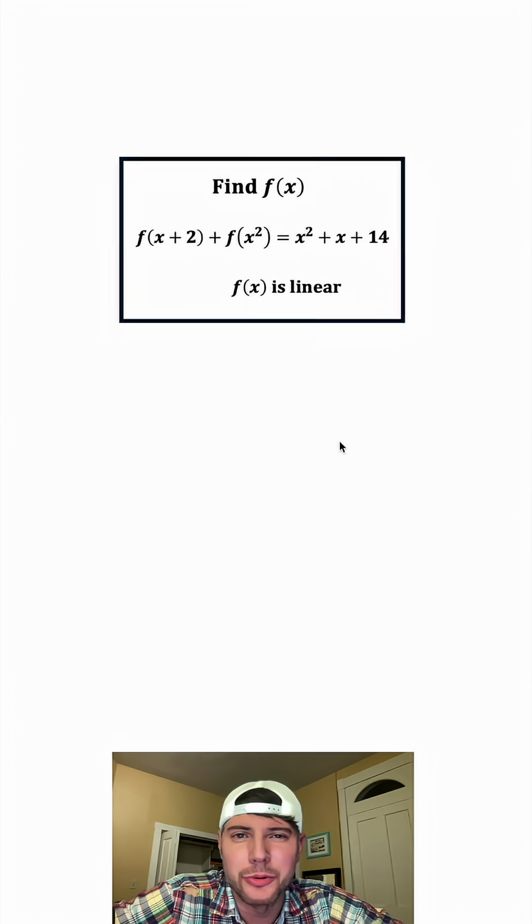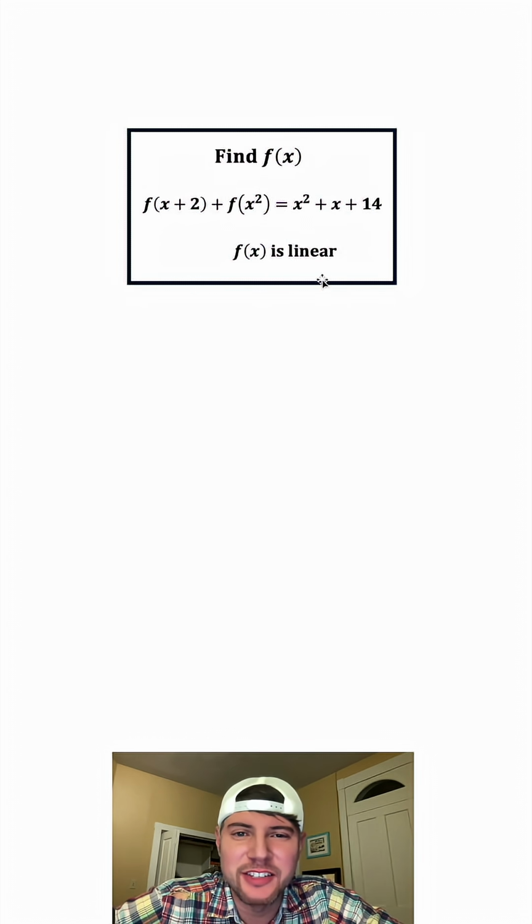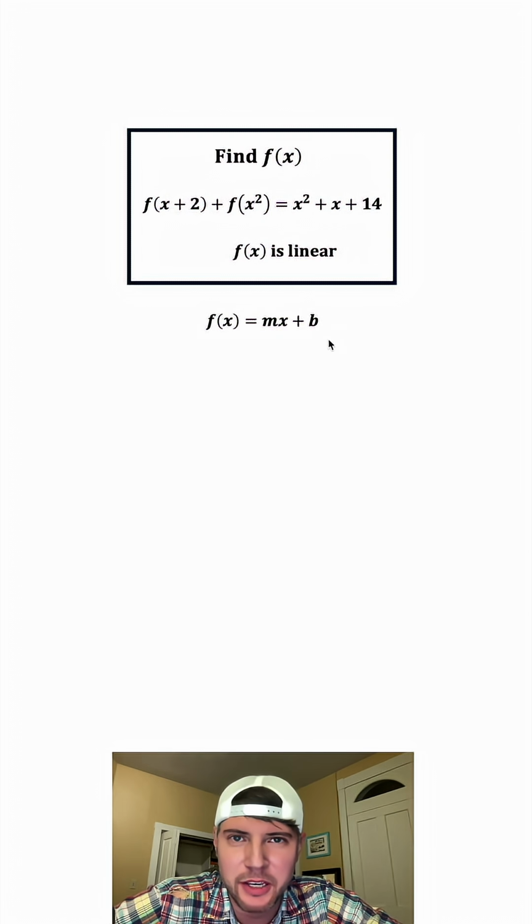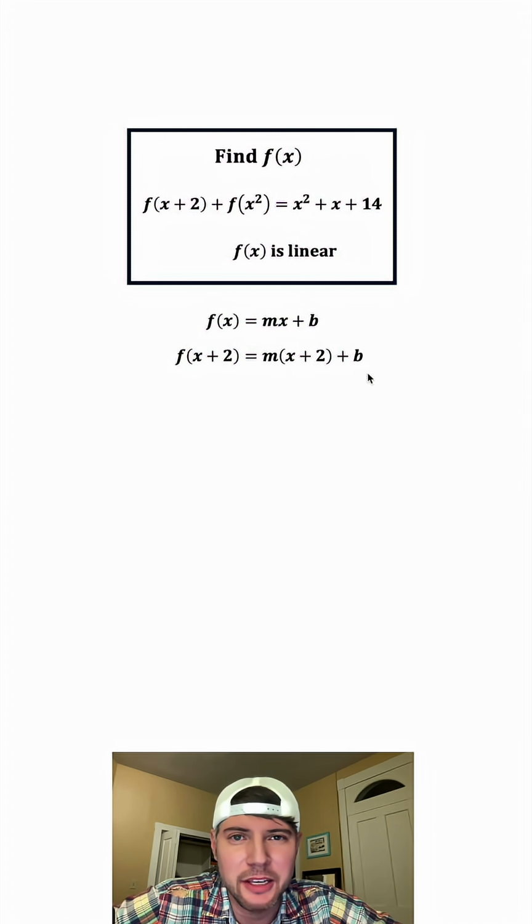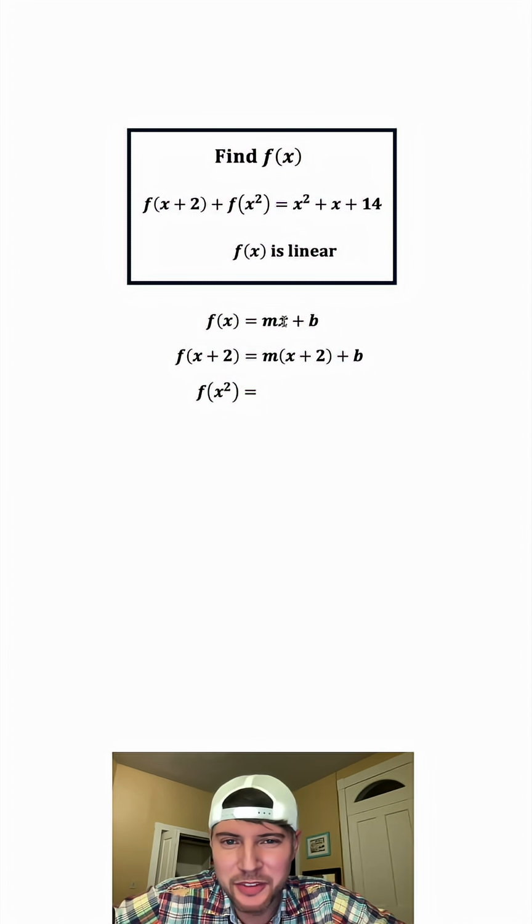3, 2, 1. Since f of x is linear, it can be expressed as f of x equals mx plus b. And we've got to figure out the values for m and b. Using this, we can express f of x plus 2 by plugging this x plus 2 into the x. It'll give us m(x plus 2) plus b. And we can do the same thing for f of x squared. In the place of this x, we can plug in x squared, and that'll give us mx squared plus b.